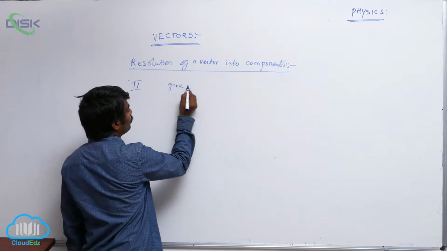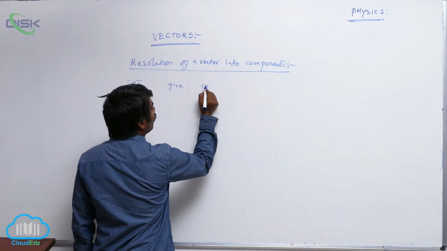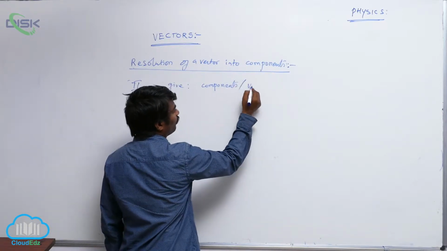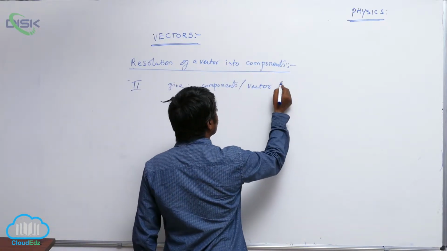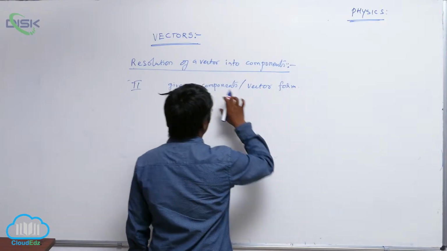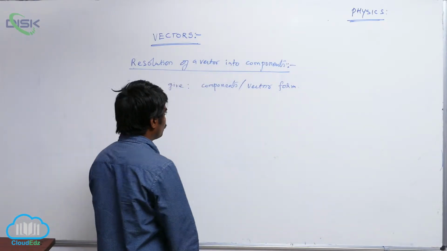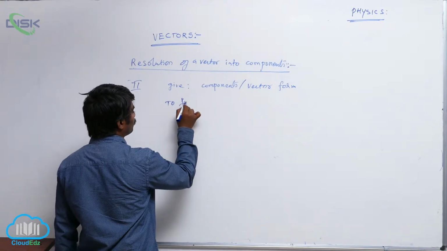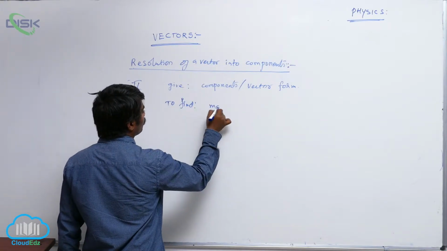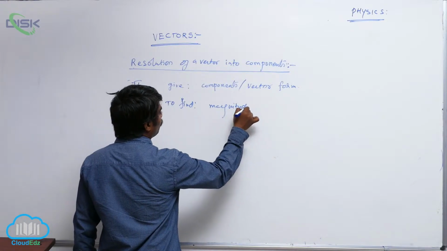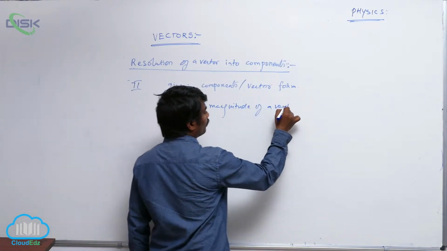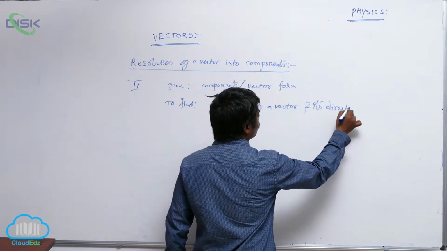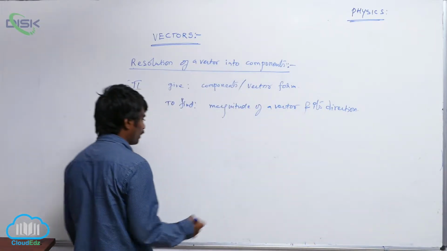He is going to give components or vector form. If you give components directly, we can go for vector form. And what we have to find is the magnitude of a vector and its direction. We have to find it.